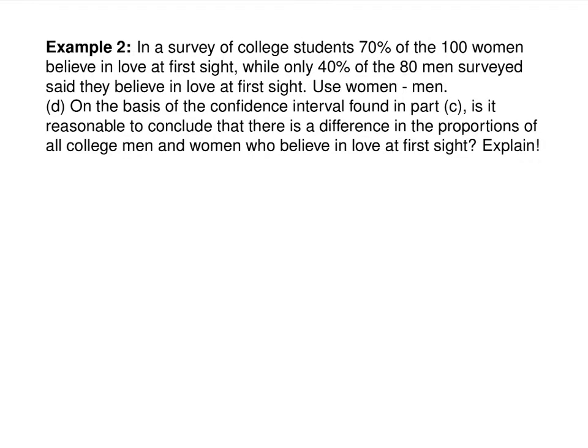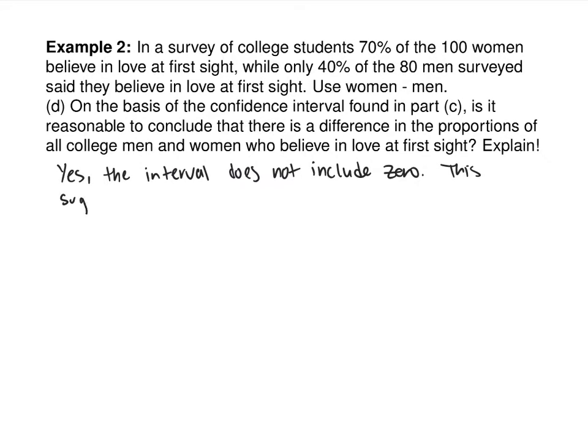On the basis of the confidence interval found in Part C, is it reasonable to conclude that there is a difference in the proportions of all college men and women who believe in love at first sight? Explain. Well, the interval does not contain 0, so yes, I think it does. So yes, the interval does not contain 0, which means 0 is not a plausible value, which means those two proportions can't be equal. This suggests P1 minus P2, as in the true proportions, is not equal to 0, which implies that P1 is not equal to P2, as in the proportions are different.